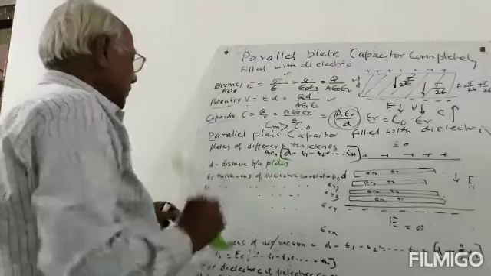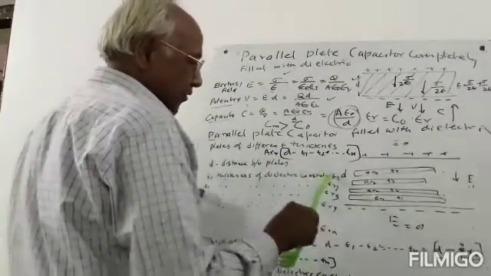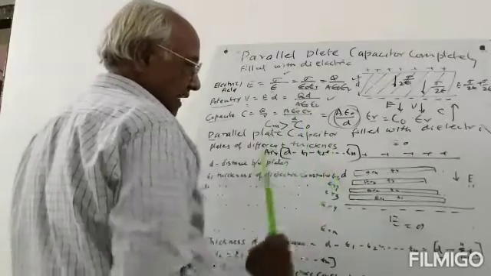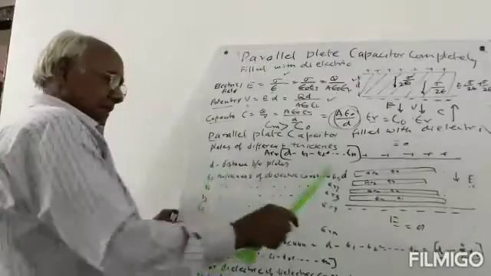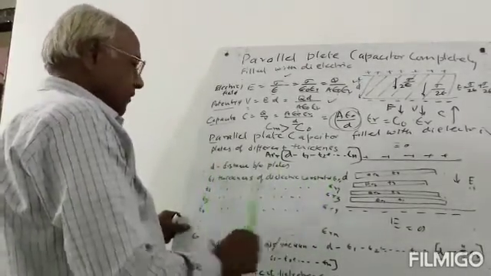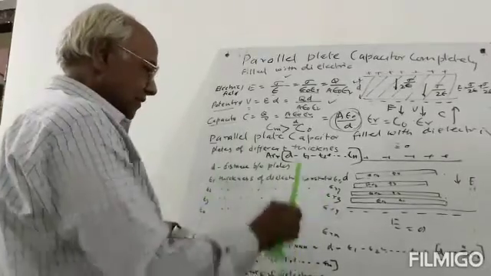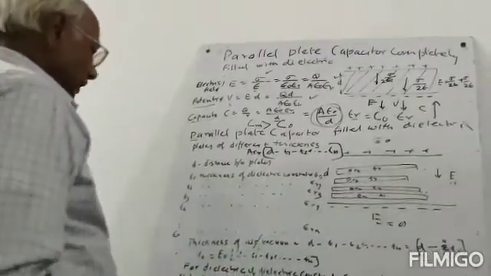So the distance for air will be this one. T1 is the thickness of the first dielectric, and its dielectric constant is ER1. Here ER2, and so on. So T1 thickness, T2 thickness, T3 and so on. There are n plates. Then what will be the total capacitance we can find?